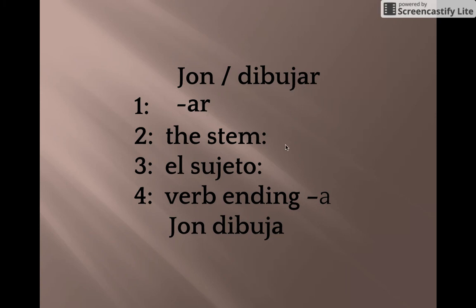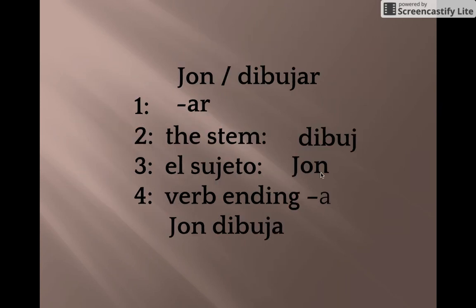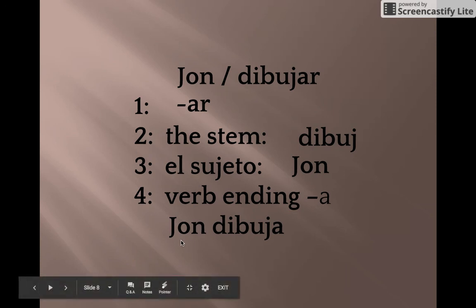We don't need the AR anymore. We're going to take that off, which is going to create our stem, which is dibuj. So this is the stem we're going to use. Next thing, step 3. What is the subject? The subject is John, which we could replace with he. If we're talking about one person, a he statement, the verb ending is going to be a. We put it all together. We end up with John dibuja, which is John draws. So we started with a subject and an infinitive verb. And after our 4 steps, we can now say John draws. And that's how it works.